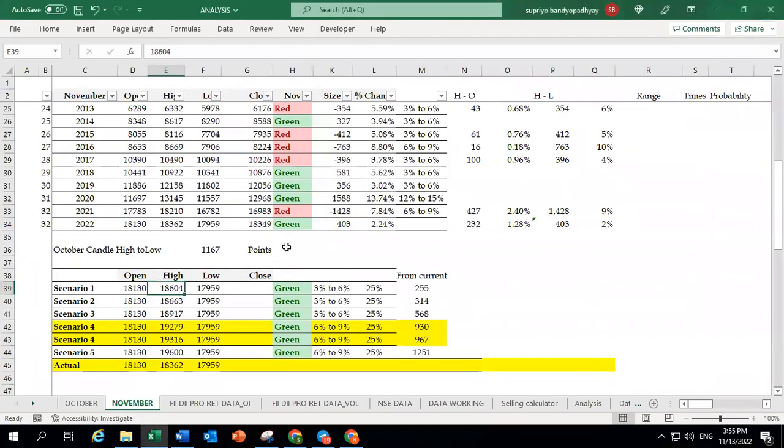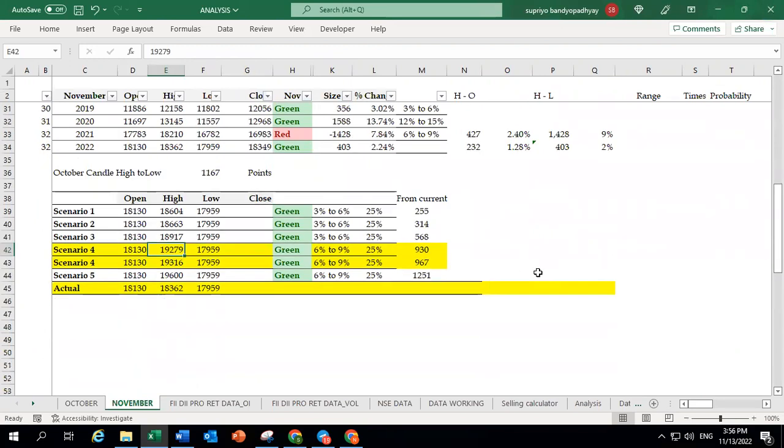For the month of November, if the market crosses 18604, then I'm looking for the next levels of 18663, then 18917, and then 19279. These are the levels that I'm looking for going forward, provided the market crosses and closes above 18604 on a daily basis. And in the event it takes resistance from 18604, then it will keep hovering within the same range and will not go up beyond that.